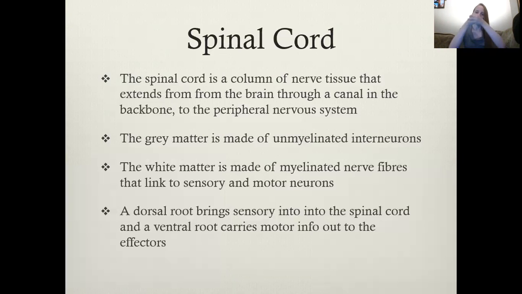The spinal cord is just a column of nerve tissue that extends from the brain down through your spine, the bones of your spine. And then that is going to connect to the peripheral nervous system. The gray matter is made of unmyelinated interneurons. The white matter is myelinated. That is going to link up to your sensory and your motor neurons. The dorsal root, which is at the base of the spine, brings sensory information into the spinal cord, and then the ventral root carries motor information out of the spinal cord to the effectors.